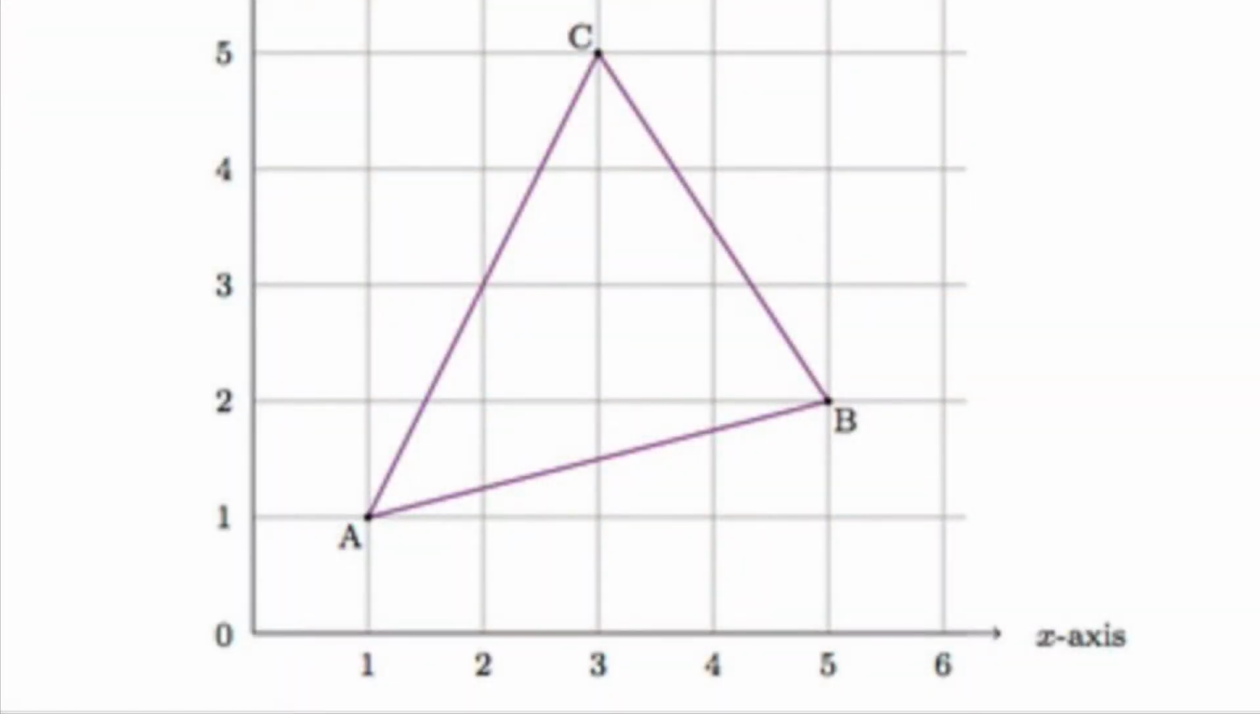Here is the example we're going to look at today. It is a triangle ABC, and it is on a coordinate plane. And it has 3 vertices. The vertices are at (1, 1), at (3, 5), and at (5, 2). And we want to do some math with this triangle that's on a coordinate plane or that's on a graph.